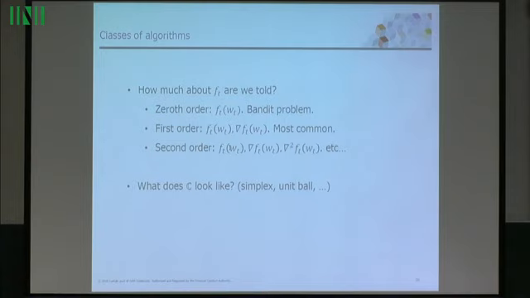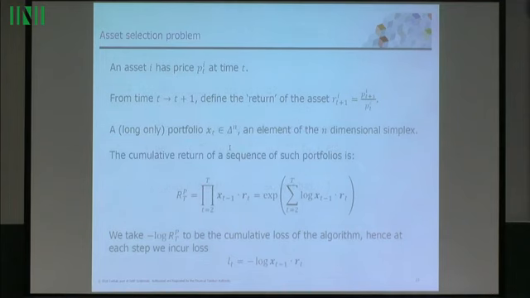And then, well, what does our action space look like? Is it some simplex, probability simplex, or unit ball, etc.? And some algorithms are designed for particular cases of that.